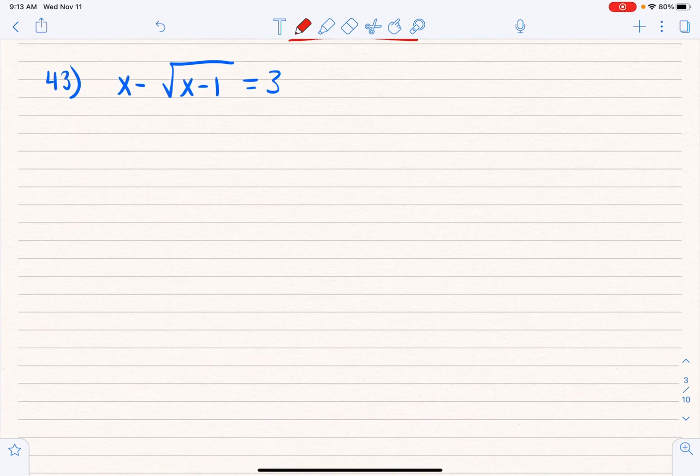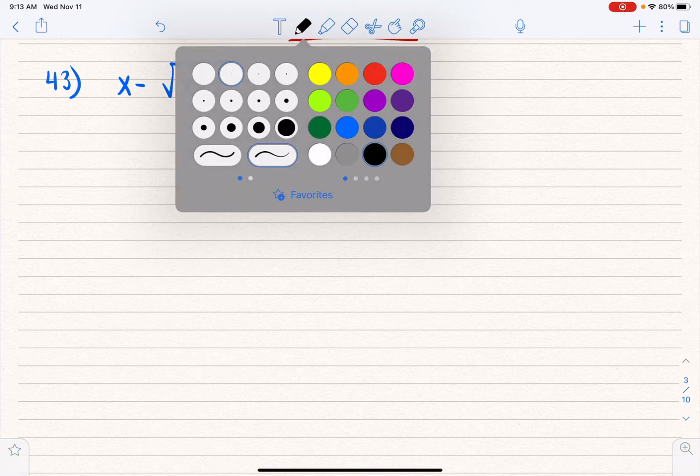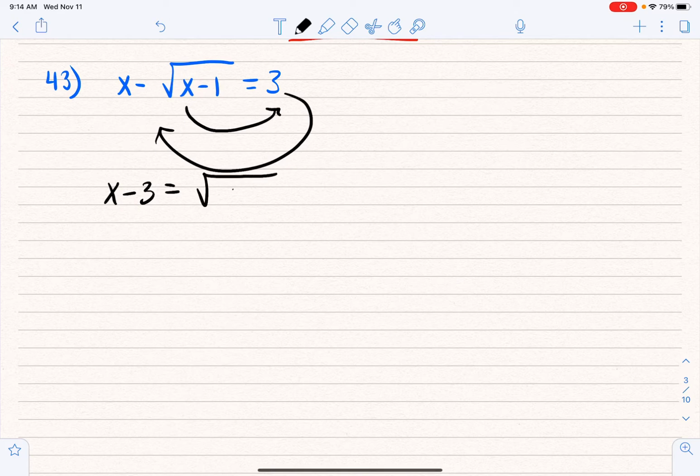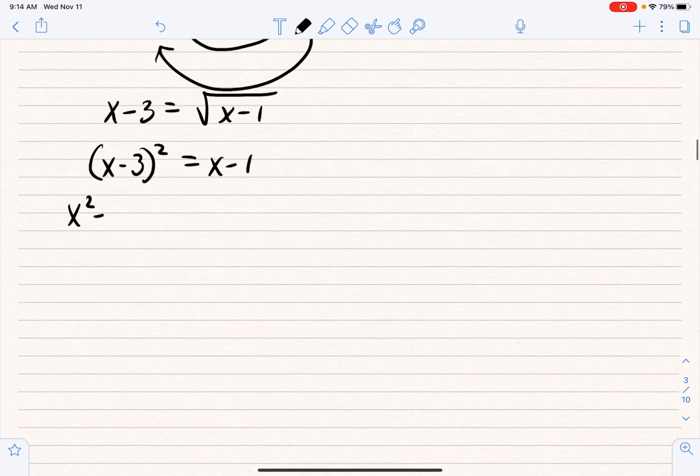All right, last radical problem. Not that this one is any harder, but I would probably do a little bit more moving and shaking on this one. I'm going to put this over to this side and then bring the 3 over to this side. I don't know, just to keep things easy. And so I'm going to have x minus 3 equals, I have to add that square root of x minus 1. Square both sides, and you get x minus 3 squared is equal to x minus 1. FOIL that out, and you get x squared minus 3x minus 3x plus 9 equals x minus 1.